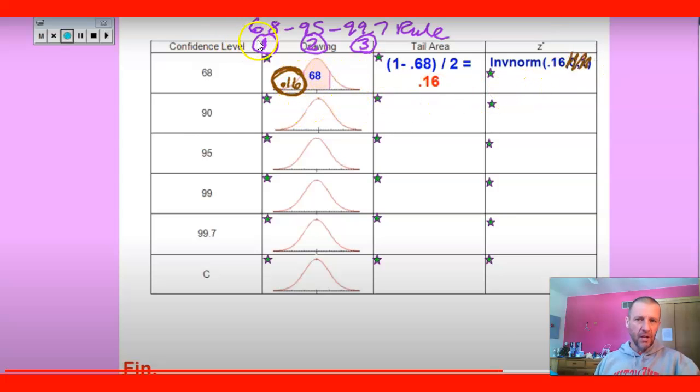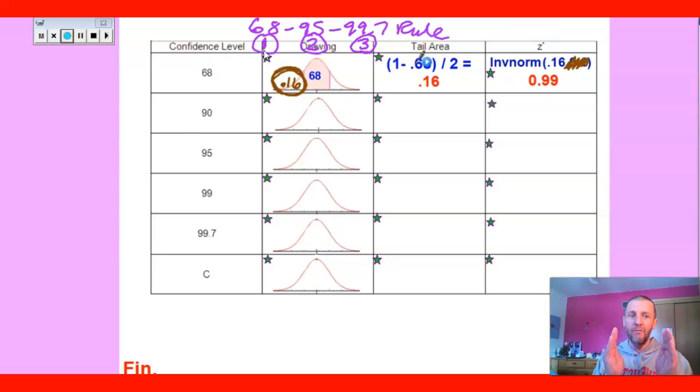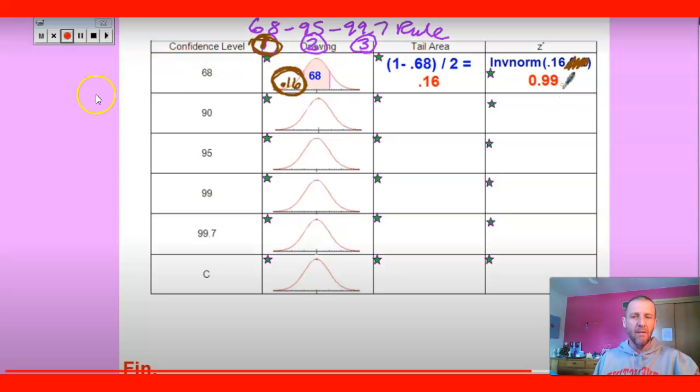We know this should end up being about 1, right? It should, because of the 68, 95, 99.7 rule. If you do inverse norm using 0.16 and a mean of 0 and a standard deviation of 1, that turns out to be 0.99. 0.99 is darn near 1, right? It says if we go out 0.99 standard deviations, if we picked a critical value, z star, of 0.99, we would be making a confidence interval that is 68% confident. It would capture about 68% of the values in between there, right?